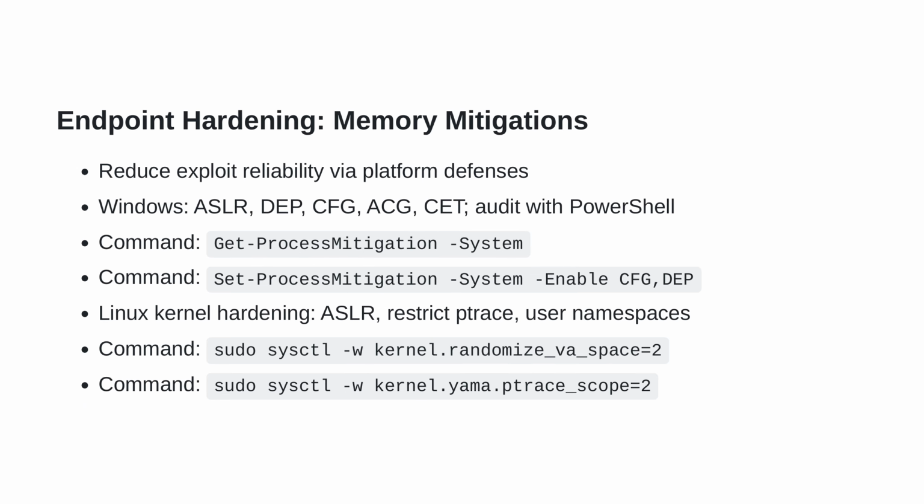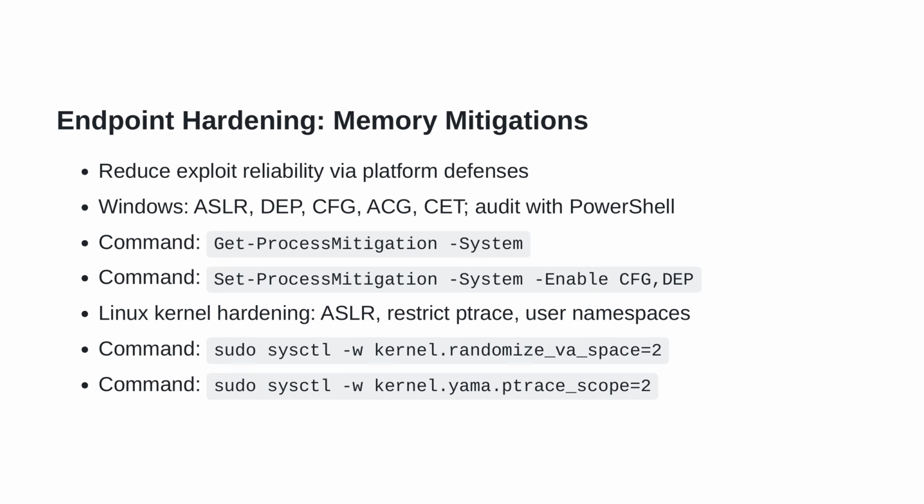This slide is about reducing exploit reliability with built-in memory protections. On Windows, stack these defenses. ASLR randomizes memory layouts, DEP prevents code execution in data pages, CFG validates indirect calls, ACG blocks creating executable memory from writable sources, and CET adds hardware-backed shadow stacks and indirect branch tracking.